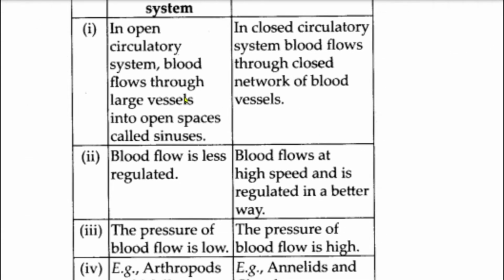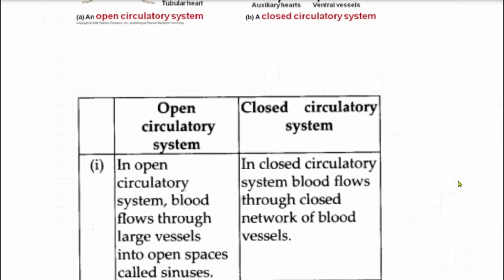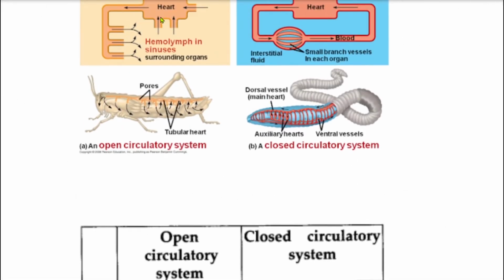Next, in open circulatory system, blood flow is less regulated, whereas in closed circulatory system, blood flows at high speed and is regulated in a better way. From here you can see that when the heart pumps, and once the blood is out of these open-ended vessels, the heart has no control over this blood. So the flow of blood in these cavities or sinuses is less regulated by the heart. That can't be controlled by the heart pumping.